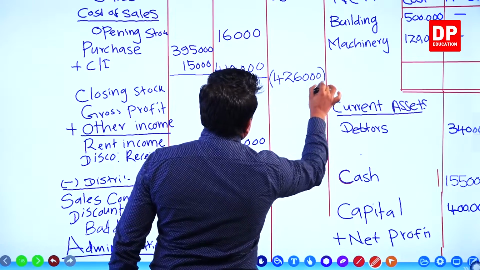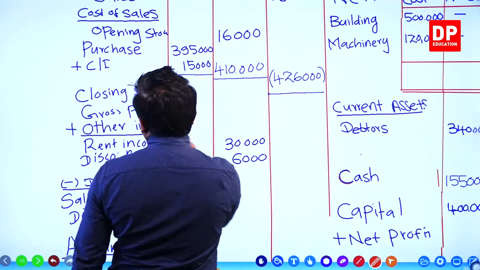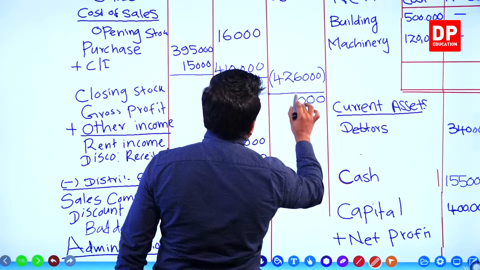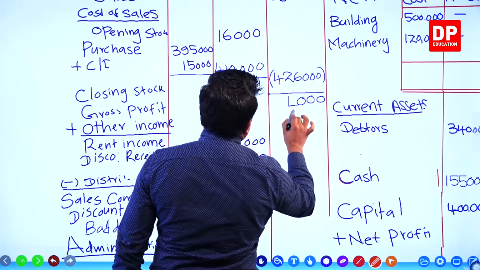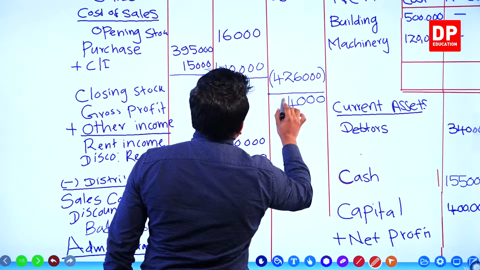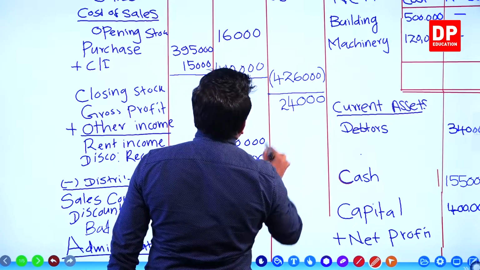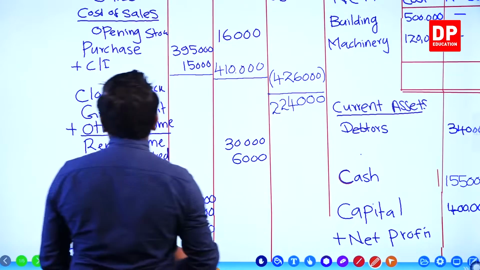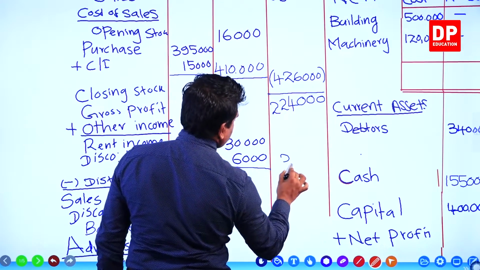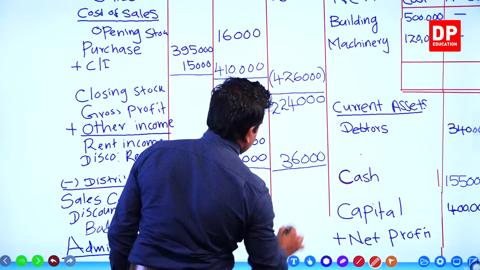Then you minus it. After that, this is the sales income. This is the cost of sales. Then you can see the gross profit. How much? 0, 0 and 0. 10 minus 6, 4. Here 4 minus 2, 2. 224,000, right? Then there are two other incomes. It's 30,000 plus 6,000, 36,000. This is gross profit plus other income. You know this, right?